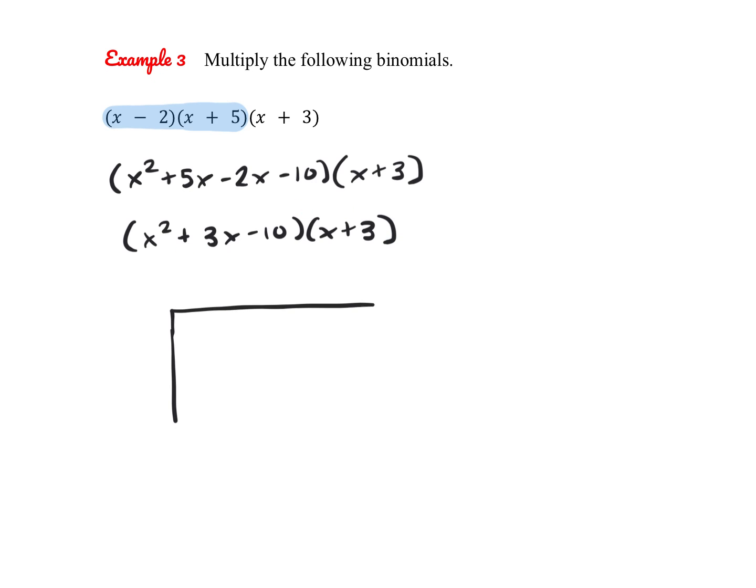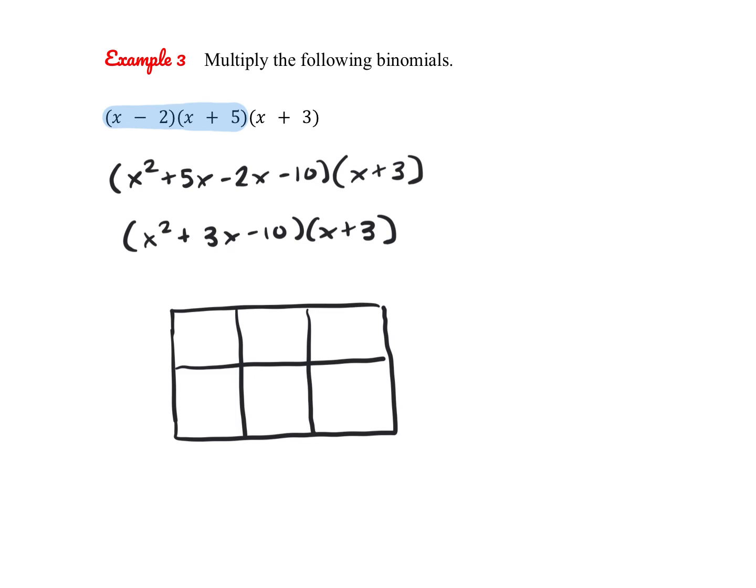And for this, let's try the box method again. This one's a 2 by 3, so I'll do 2 rows and 3 columns. Just to show you it works for any multiplication of polynomials. So we have x cubed, 3x squared, negative 10x, 3x squared, 9x, and negative 30. And then again, it does usually make the combining step a little bit easier.